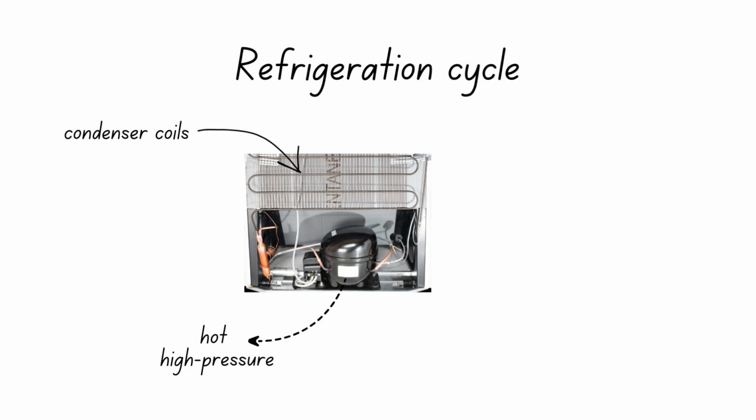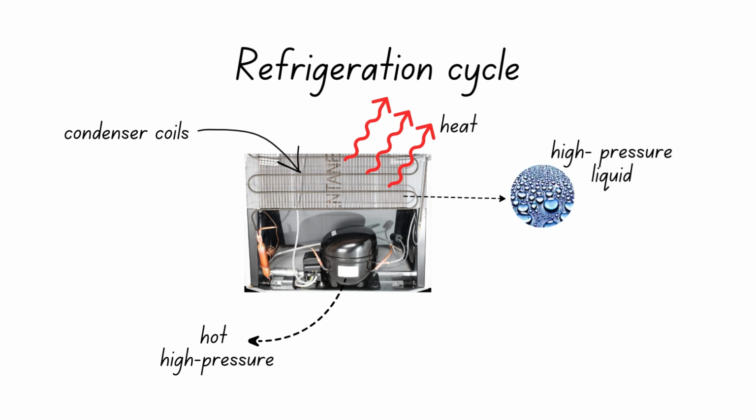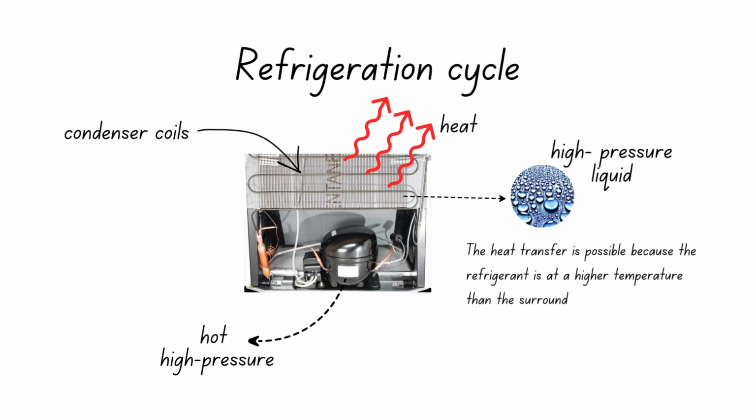In the condenser coils, the hot gas releases its heat to the surrounding air and condenses back into a high-pressure liquid. The heat transfer is possible because the refrigerant is at a higher temperature than the surrounding air, and heat flows from high temperature to low temperature. This heat is expelled to the outside, which is why the back of the refrigerator often feels warm.